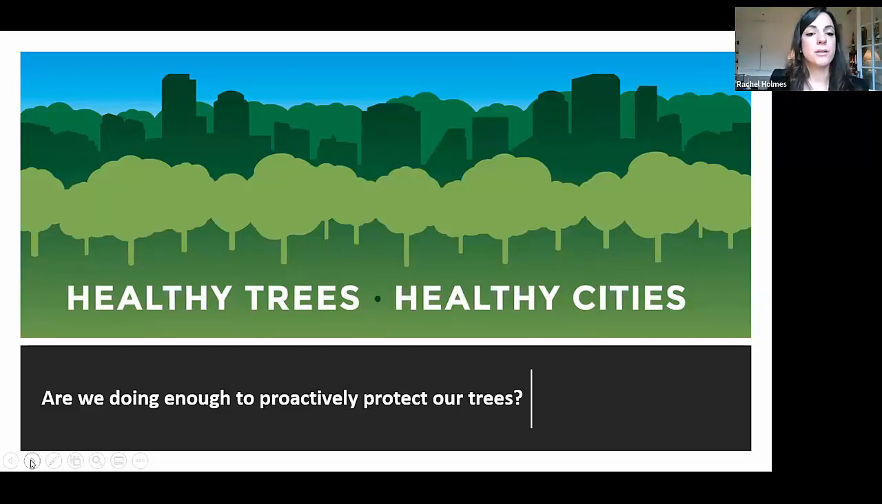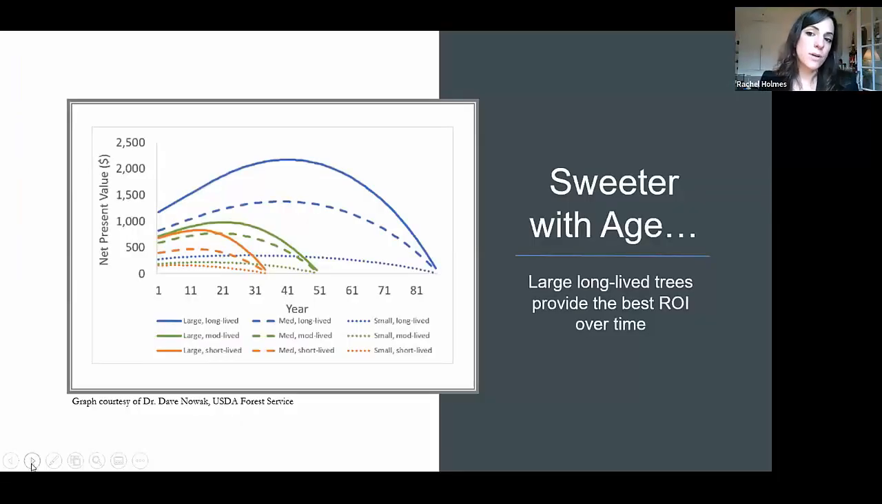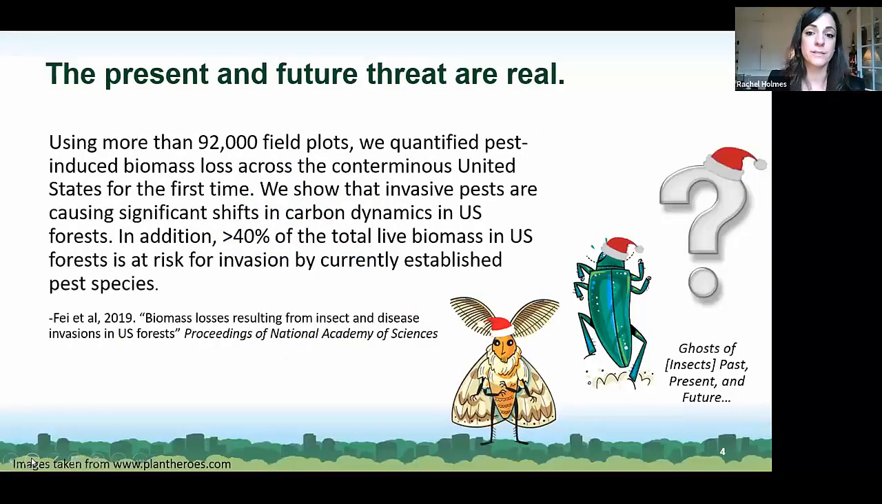We started this partnership really with the big, broad question of, are we doing enough to proactively protect our trees? As many of you know, researchers like Dave Nowak have shared with us that by far and away, the greatest value of our trees is in long-lived, large trees. There is a specific period of time during which those trees provide the most ecosystem services. So it's in our best interest to ensure that our trees, especially in cities, make it at least between that 30 to 60-year window when they're providing optimal ecosystem services.